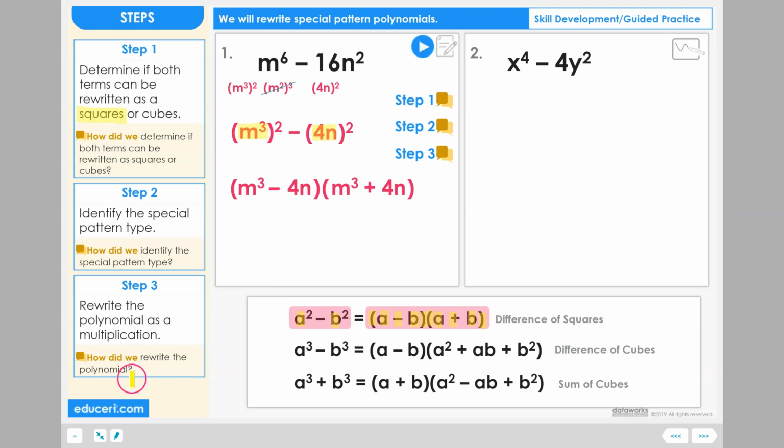How did we rewrite the polynomial? We were able to rewrite the polynomial following the special pattern for difference of squares, using m to the 3rd power to replace the a locations and 4n to replace the b locations. You are now ready to rewrite the special pattern polynomial in problem number 2.